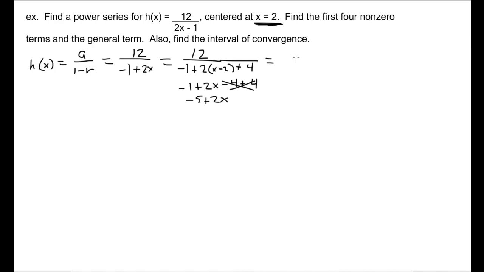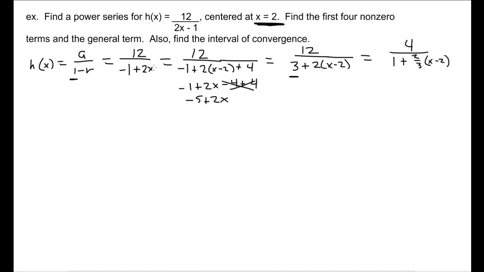So now this is equal to 12 over 4 plus negative 1 gives us 3 plus 2 times x minus 2. Remember, we have x minus 2 here because this thing is centered not at 0 but at 2. Now we have to divide everybody by 3 because we want this number to be 1 to have it in the proper form. So 12 divided by 3 is 4, over 1 plus 2/3 times x minus 2.